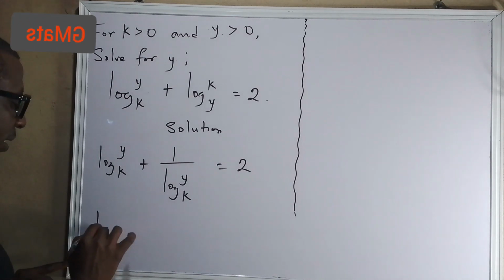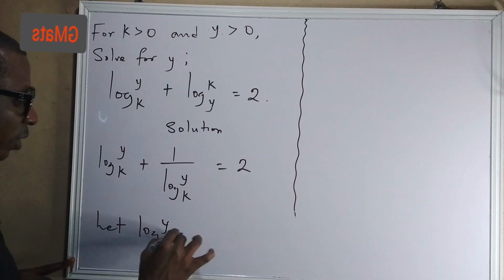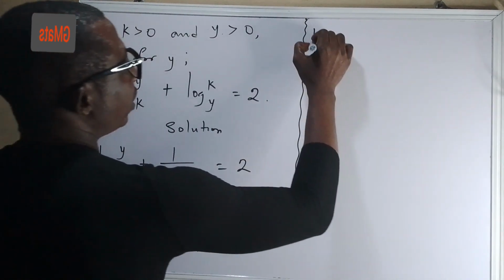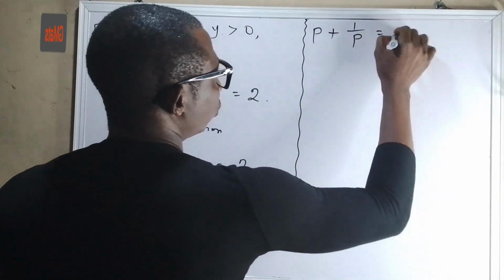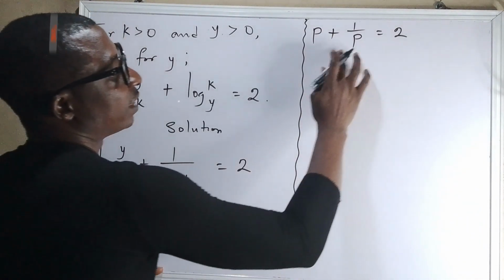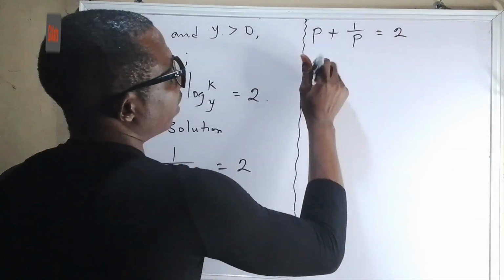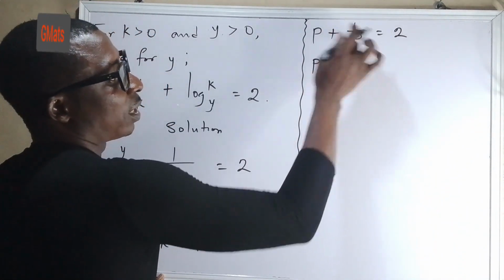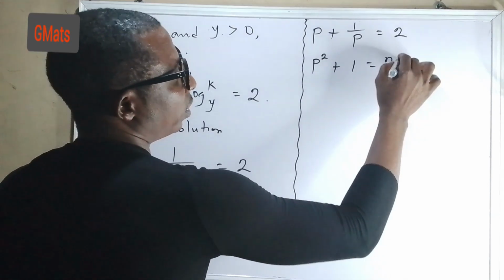Alright, so now let log of y base k equal p. So this equation turns to p plus 1 over p equals 2. Now you multiply through by the LCM of the denominator, so that is p. You multiply this by p, you have p squared plus, when you multiply this by p, p will cancel p, so you have 1 equals 2p.